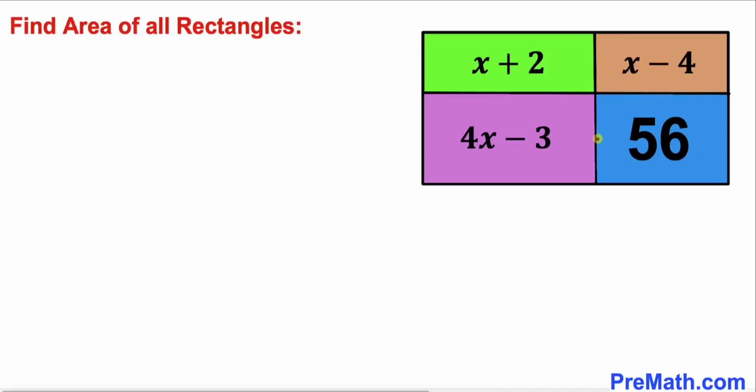In this video, we have got this big rectangle that consists of 4 individual rectangles, as you can see in this diagram, such that the area of this blue rectangle is given as 56 square units, whereas the area for this green rectangle is x plus 2. The area of this brown rectangle is x minus 4, and the area for this purple rectangle is 4x minus 3. And now we are going to calculate the area of all these rectangles.